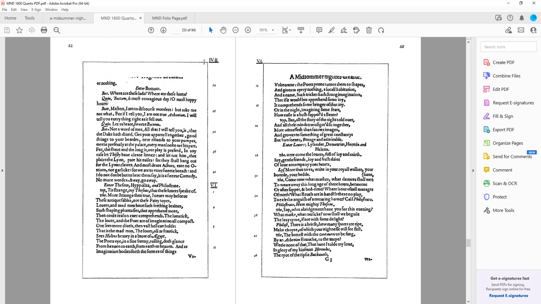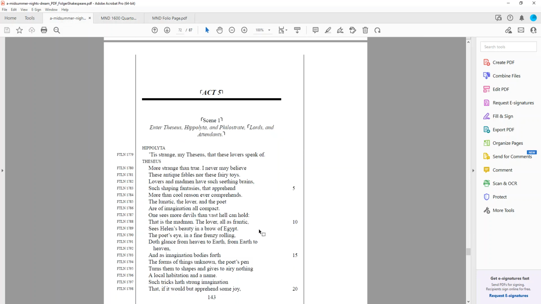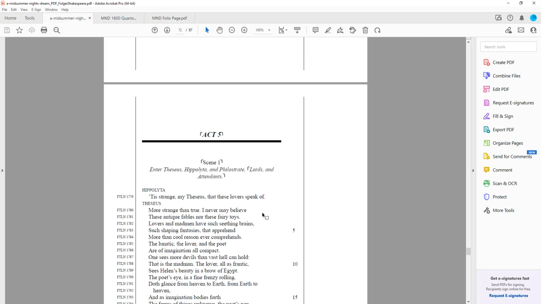I'll show you an image of that in a second. Okay, those are the original sources. So whenever we have a modern edition, going back to our example Folger here, this gets to our second question, right? What is an edition of a play?